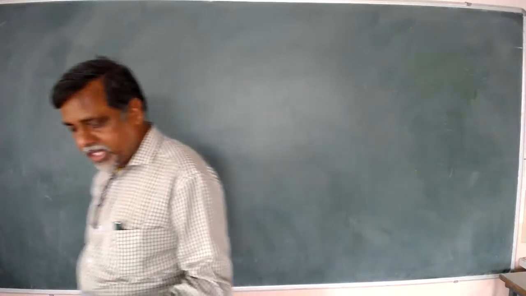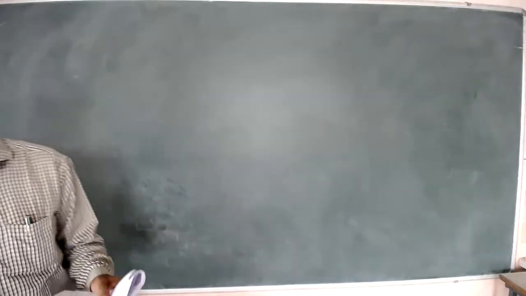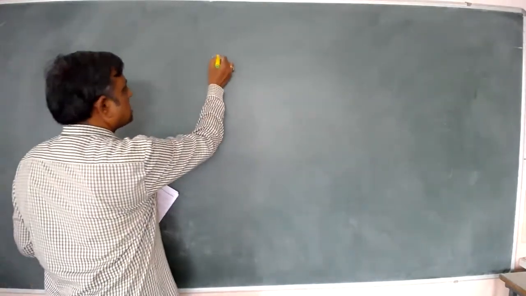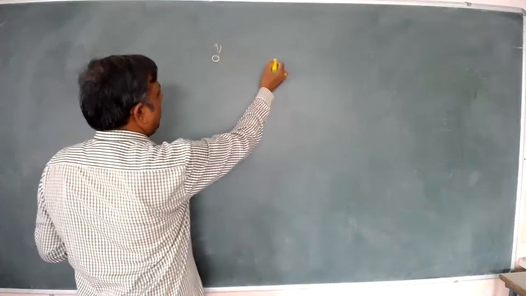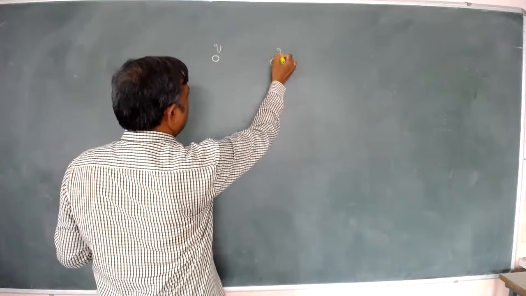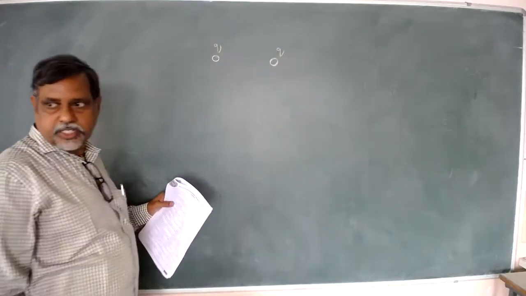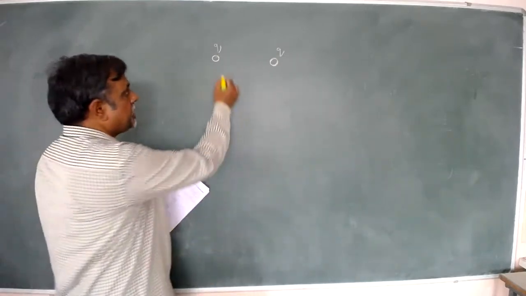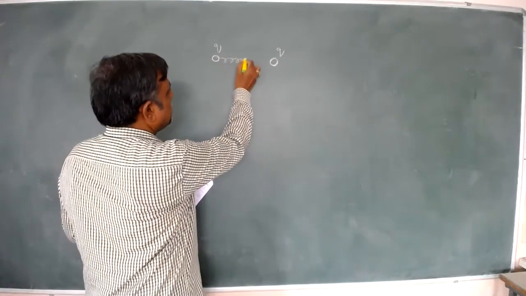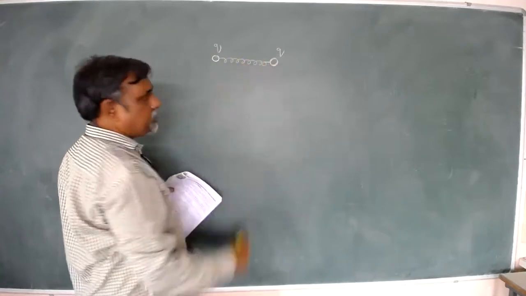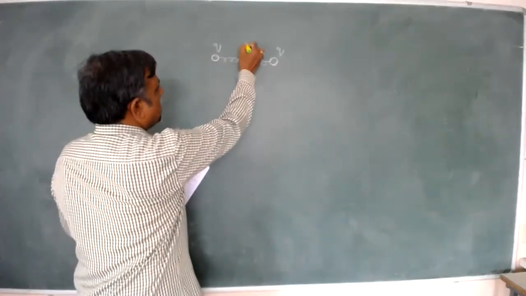So look at this. Here you see two identical particles, meaning the same particles. This is one particle of charge Q, and this is one more particle of charge Q over here. These two particles are connected by a spring. The spring has the spring constant K.